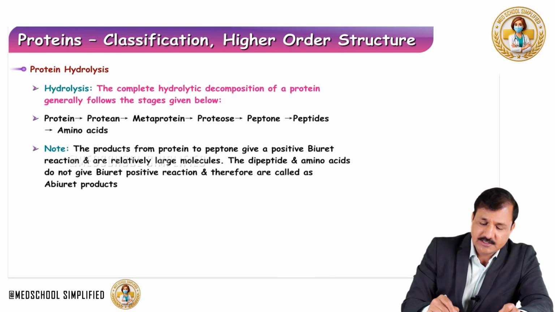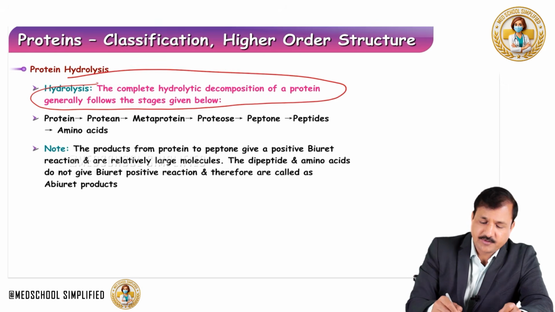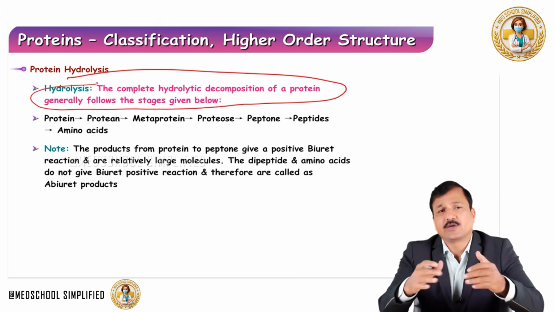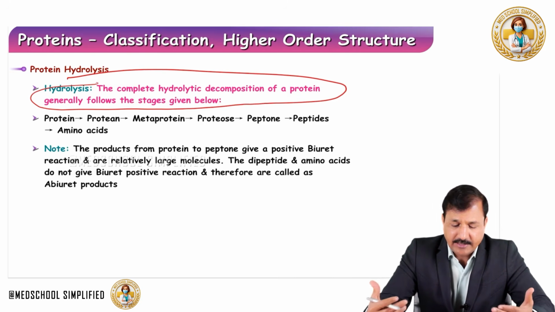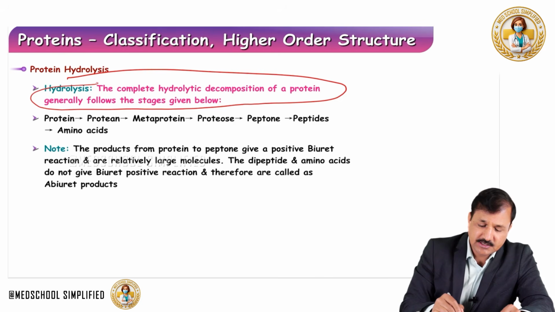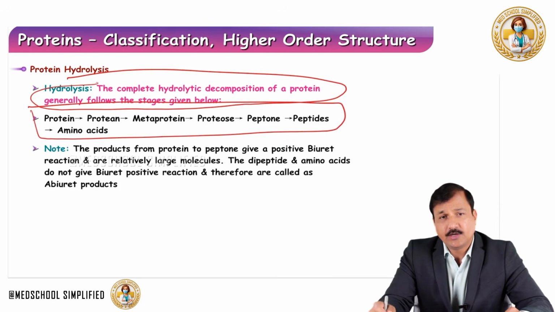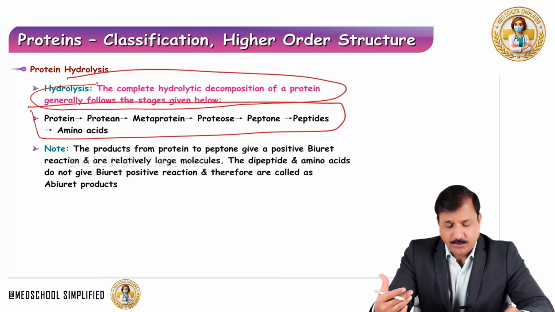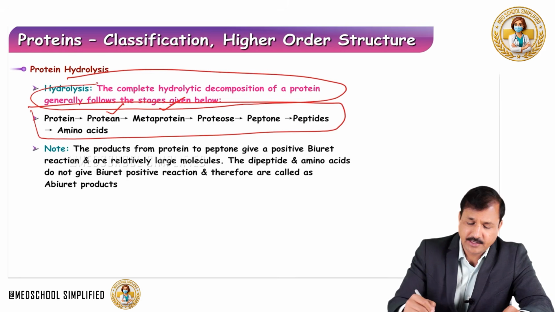All right. Now, let's look into a little bit of the protein hydrolysis process. Hydrolysis is a complete hydrolytic decomposition of a protein, when you add water and break a polypeptide chain. These are the stages of hydrolysis given here. A protein is initially hydrolyzed into metaprotein, metaprotein into proteose, proteose into peptones, peptones into peptides, and peptides into amino acids.